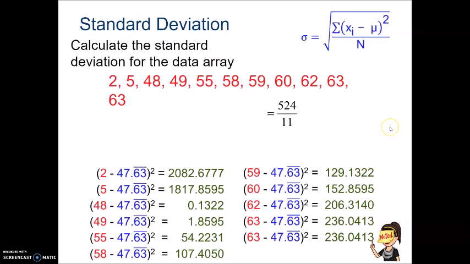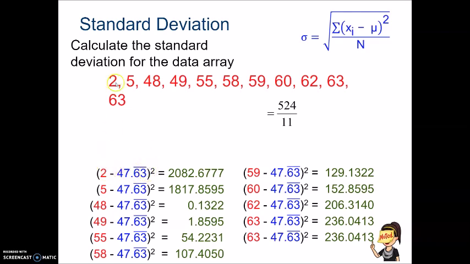All right, so let's look through this example for standard deviation. This is the data set that we're working with: 2, 5, 48, 49, 55, 58, 59, 60, 62, 63, and 63. Okay, we'll start down here by calculating the mean. So we add up all of our numbers and divide by the total number, which is 11. That's going to give us a mean of 47.63. That's what we're working with.